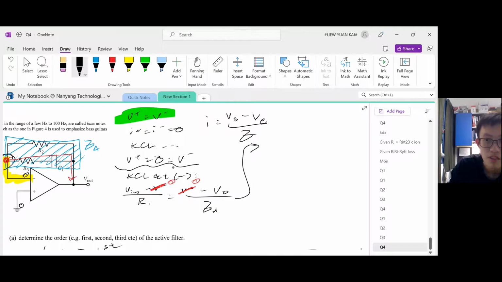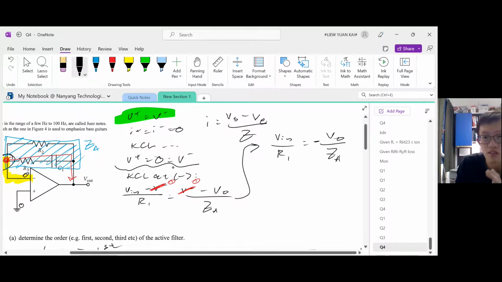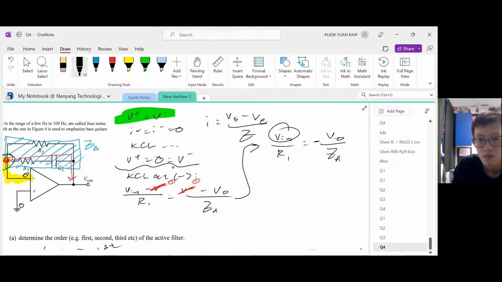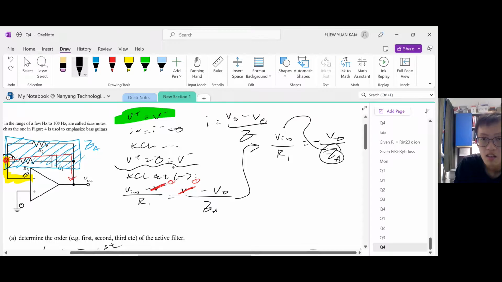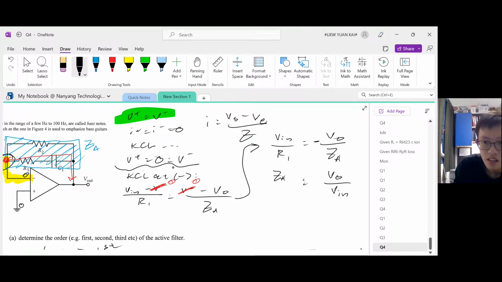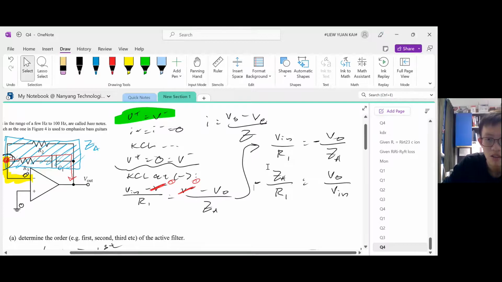So if I continue up here, what we can achieve is V in divided by R1 is equal to negative V out divided by ZA. So remember our objective is to find V out over V in, correct? So I'm going to throw this down here, and then I'm going to move ZA up here. So I get V out over V in equals ZA divided by R1, and I'm going to throw this negative to this side. Okay, so we're not done yet because ZA is something we created.